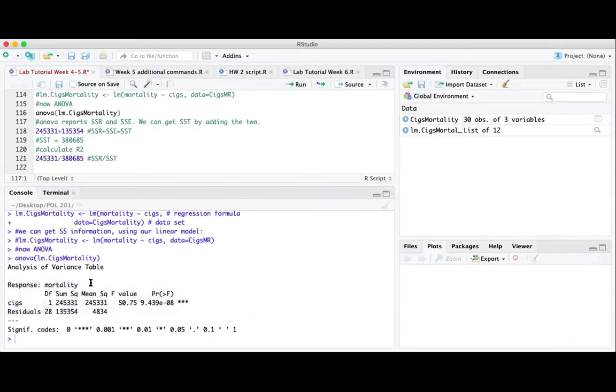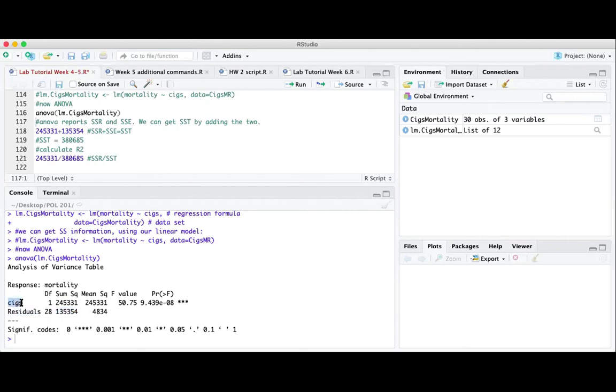Okay, so here, again, these are the only two numbers that I care about. Residuals, like here, you see that they are referring to residuals rather than errors. So that's why this is not SSR, but rather this is SSE, right? So when you do this ANOVA results in RStudio, the residuals are SSE. So SSE equals 135,354.